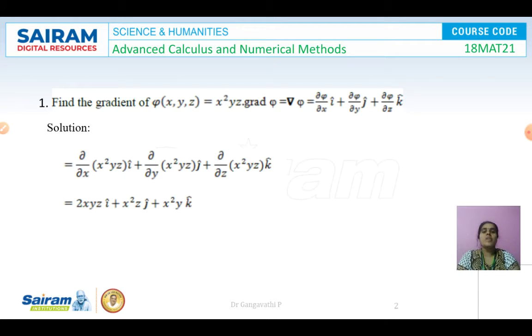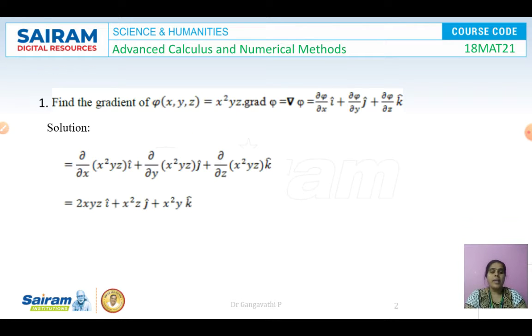Gradient of phi. What is gradient of phi? Gradient of phi is denoted as del phi, which is dou phi by dou x i plus dou phi by dou y j plus dou phi by dou z k cap. So we have to differentiate the given phi partially with respect to x, y and z. So here dou by dou x of the given function x square yz, and dou by dou y of the given function x square yz j, and dou by dou z of x square yz k cap.